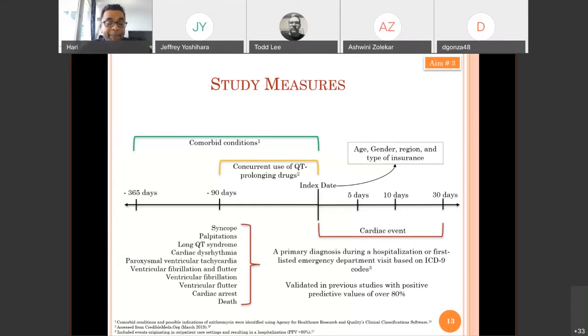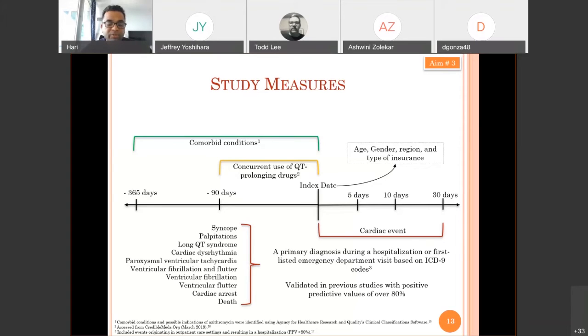And then in terms of our outcome measure, we looked at the 5, 10, and the 30-day period, and we classified cardiac events as having patients who had a primary diagnosis for a hospitalization or an emergency department visit based on the ICD-9 codes. Again, ICD-10s weren't available at that point. This is a study period of 2009 to 2015, so we relied on ICD-9 codes. And then the algorithm, or the codes that we use, have been previously validated to have a positive predictive value of 80%. And this included conditions such as syncope, palpitations, QT prolongation, tachycardia, fibrillations, cardiac arrest, and death.